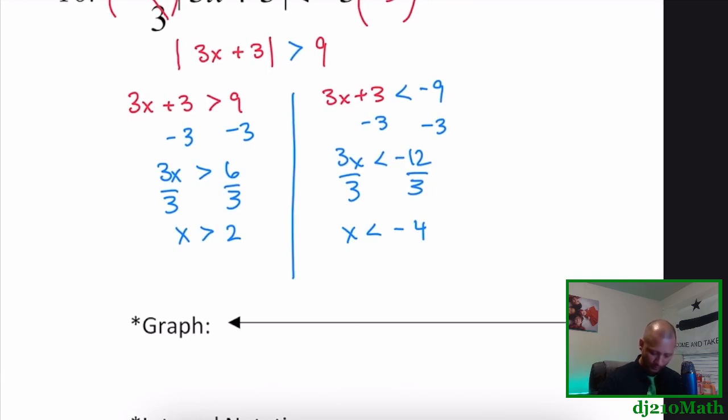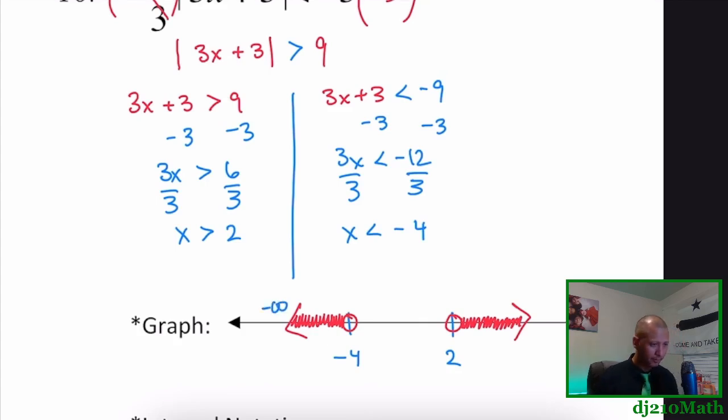Okay. Graphing: 2 tick marks in numerical order. Negative 4 on the left, 2 on the right. So this is going to be open circles because it's strictly greater than and strictly less than. All right, x has to be greater than 2. So greater than 2 is to the right. X has to be less than negative 4. So we're going to the left. We see that negative infinity is to the left. Positive infinity is to the right.